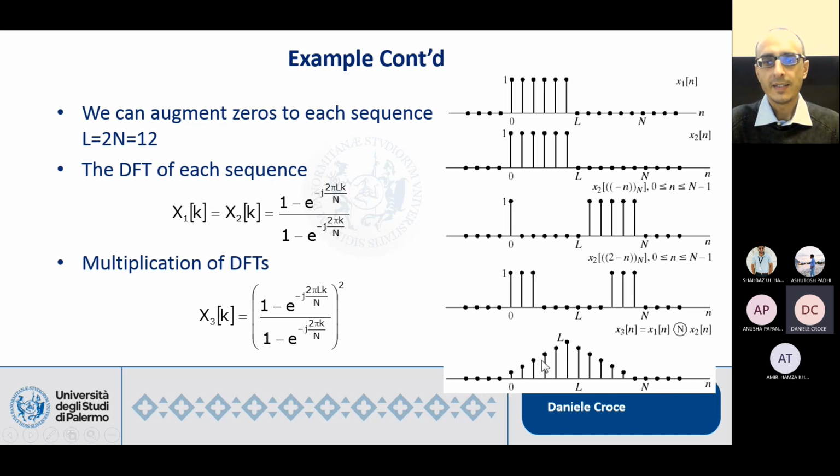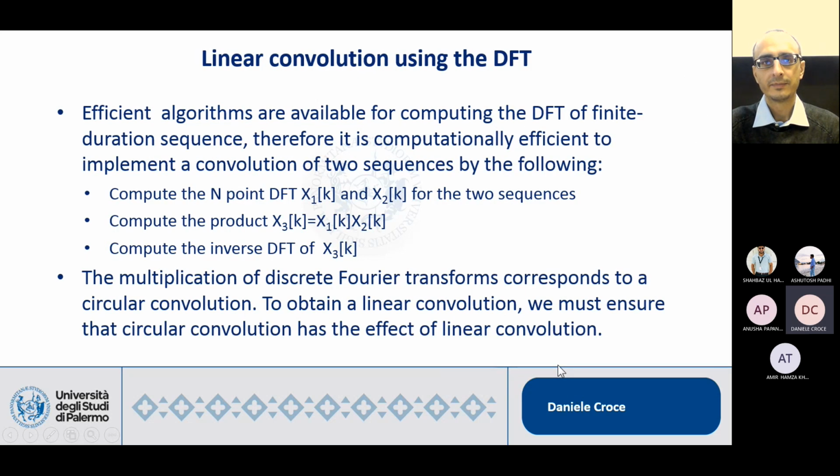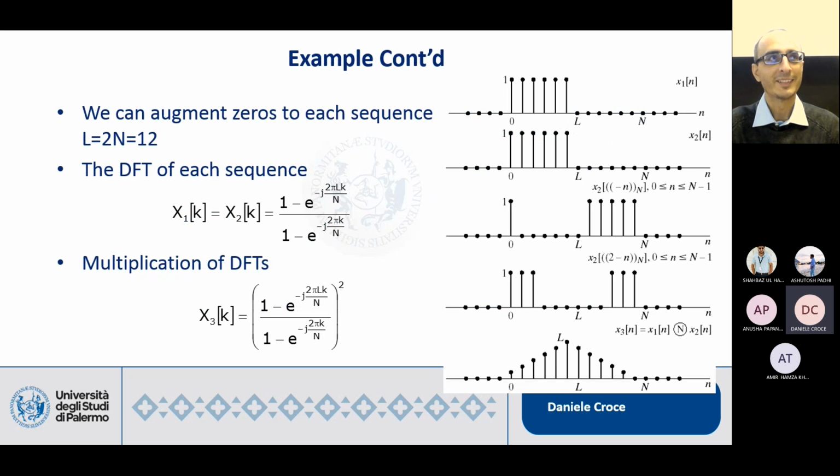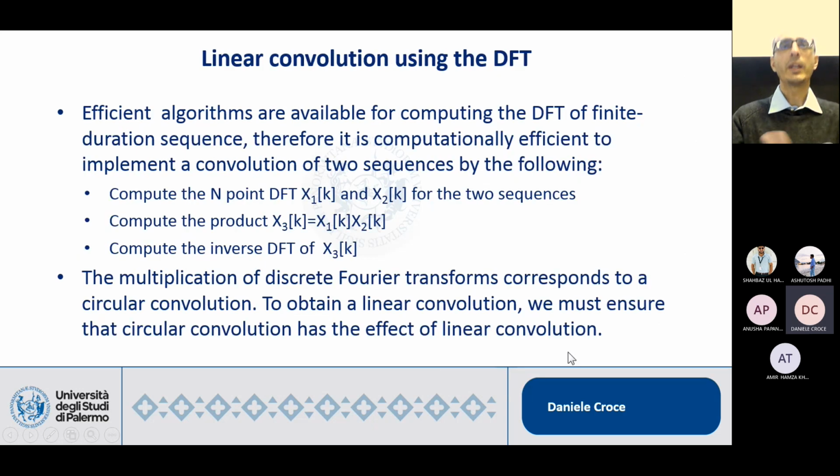Now, does this convolution result suggest anything to you? The solution. Okay, so here you have 2 rectangular sequences where the circular convolution looks very much like the linear convolution. So we can do the linear convolution using the DFT.